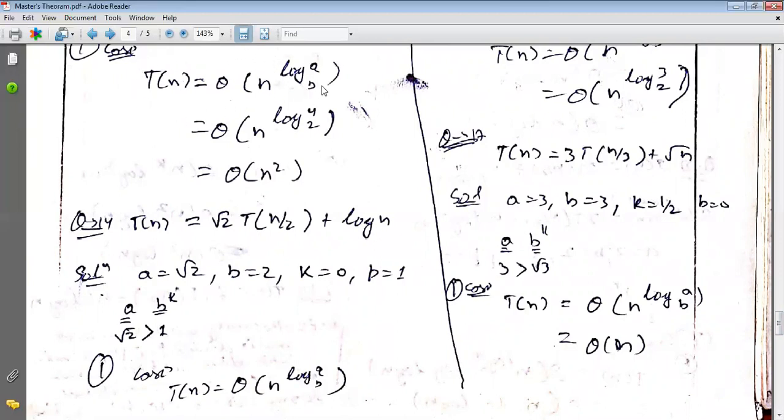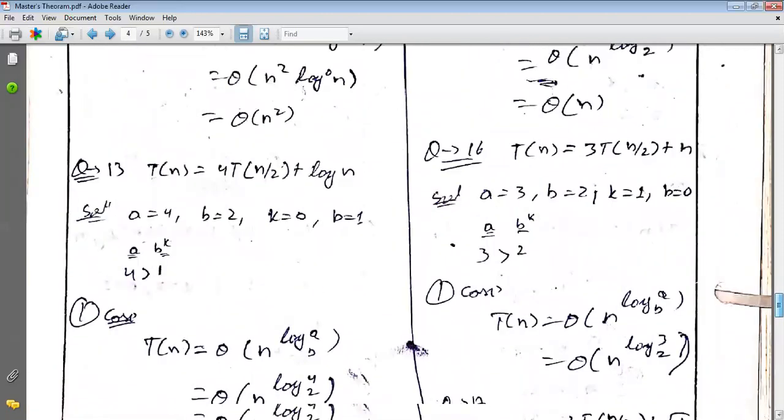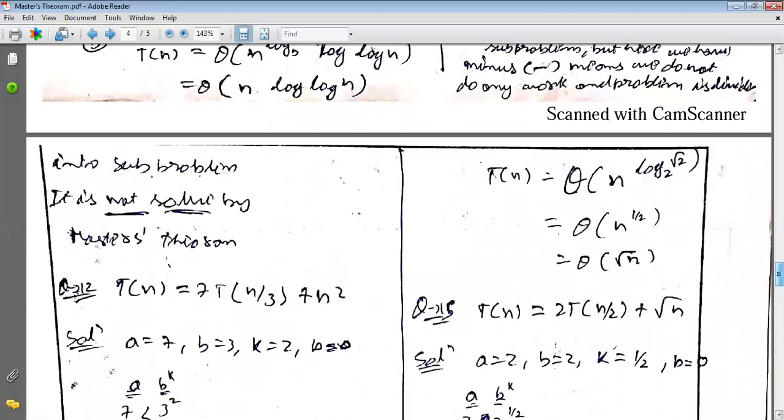In this question we are just confirming our master's theorem equations. So it is theta of n to the power log of a base b. Here a is root 2 and b is 2, so we get log of root 2 base 2. So just see over here, we do something here.